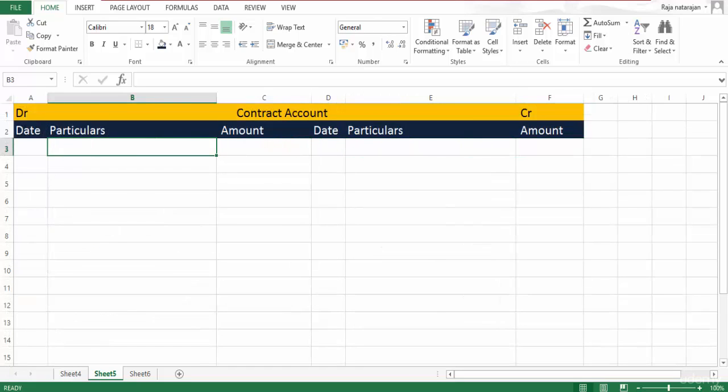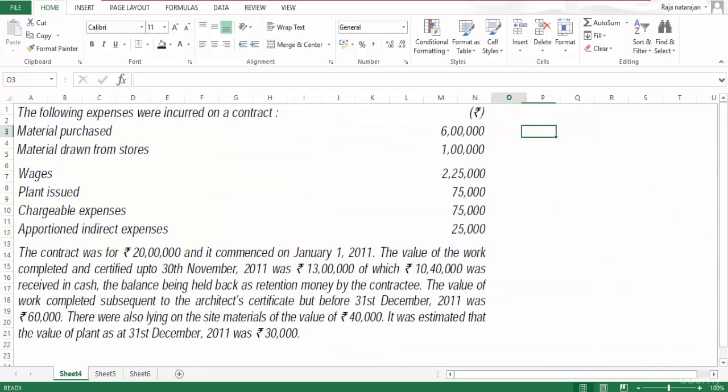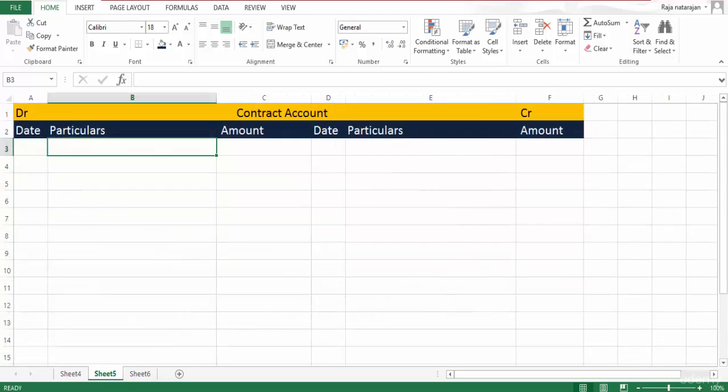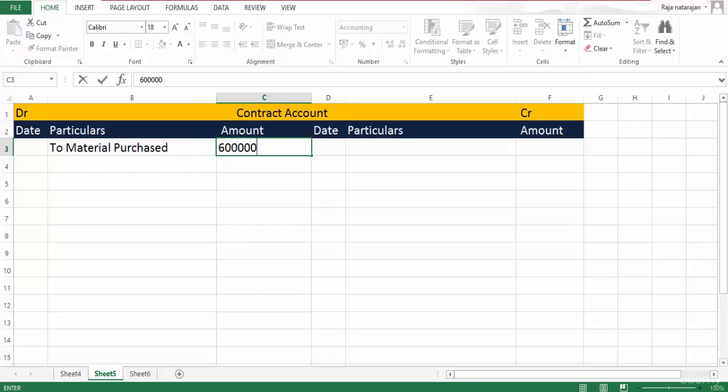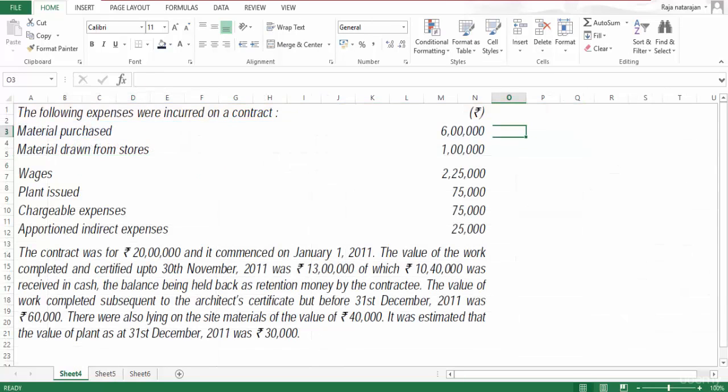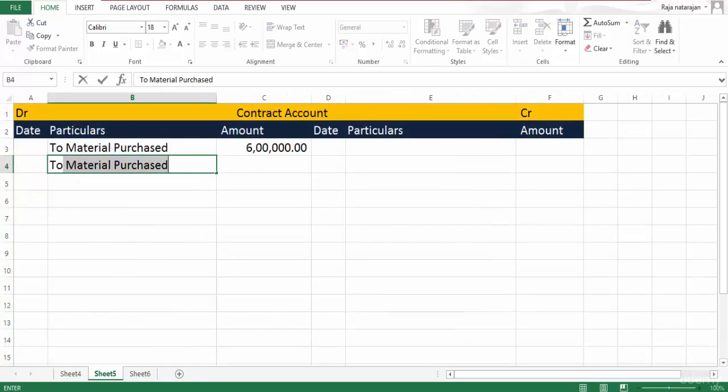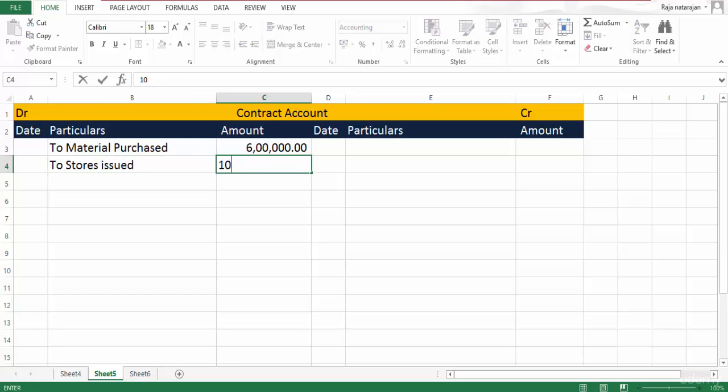We have to debit the contract account with all expenses that are related to this particular contract. To start with, we have materials purchased, so let's write to material purchased, and the value is 6 lakhs, 600,000. Then we have material drawn from stores, again a contract related expense, so we'll say to stores issued, which is 1 lakh.